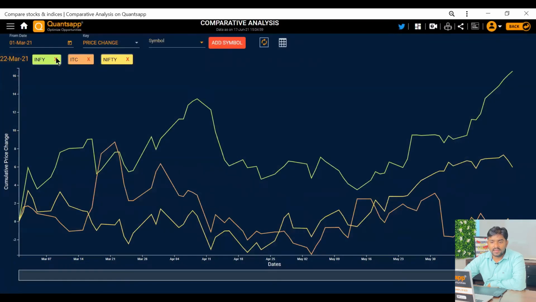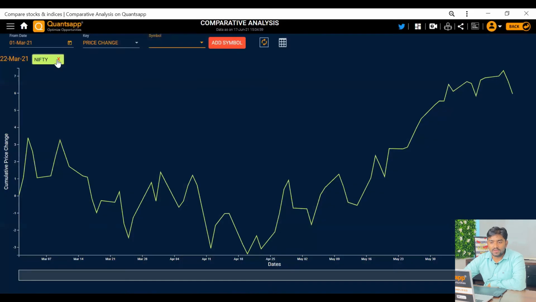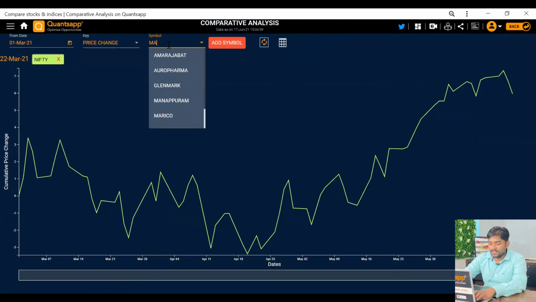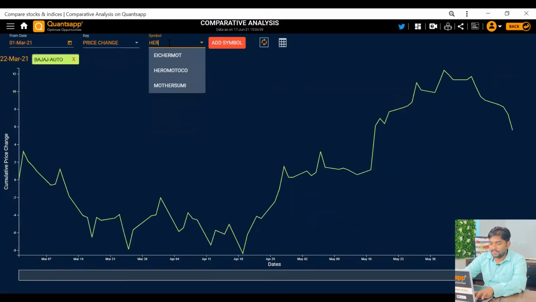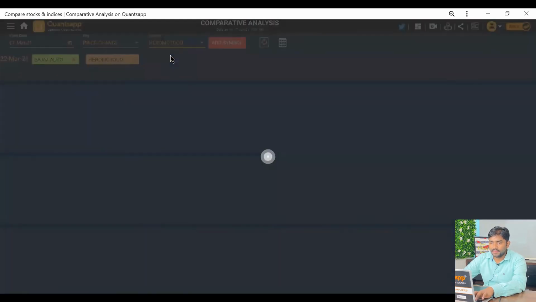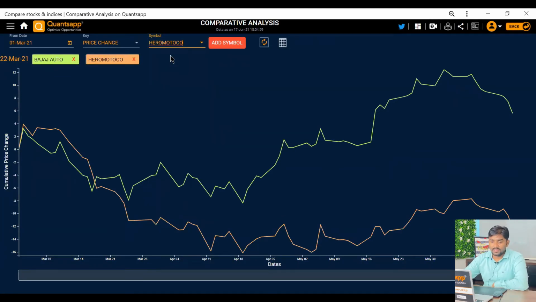Okay, let's talk about one other specific sector. Let's say I'm taking 2 stocks from the auto sector. I'll go with Maruti first, or let's take Bajaj Auto. Okay, so I'll add Bajaj Auto, then I'll go with Hero MotoCorp. Now, if you see, when they started, they have the same relation. Again, the graph is showing you the same relation, that is a positive relationship.